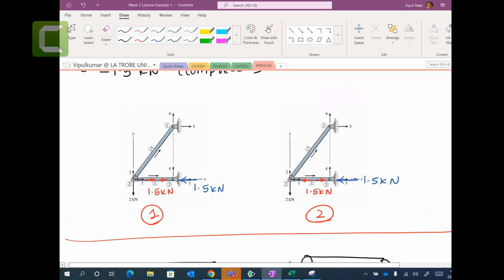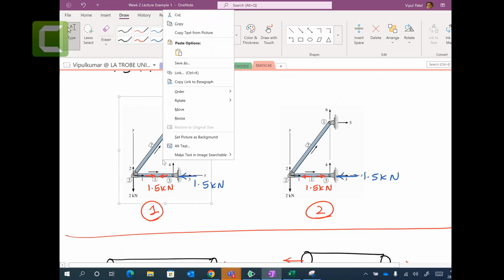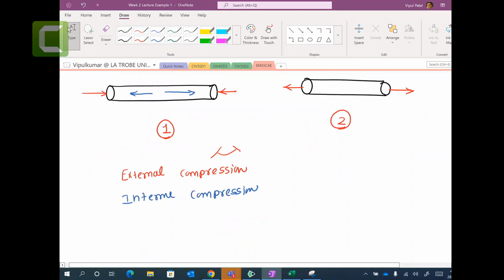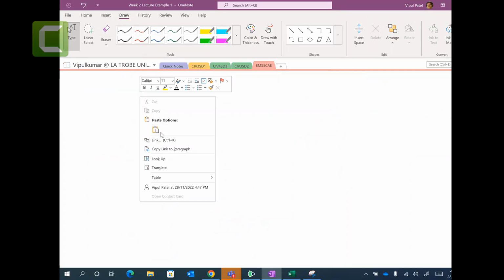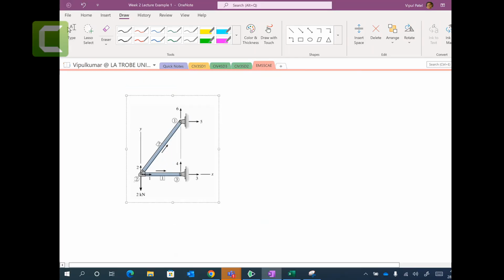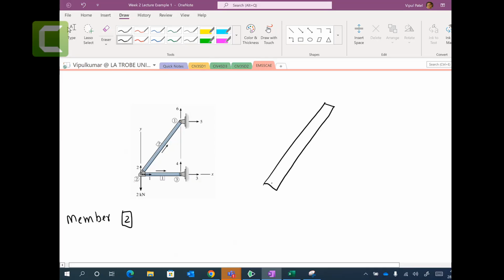Now the next target is to get these here, and then we will get this one. So okay, now member number two. Let's say member number two. Draw it up. Here you go. Member number two.